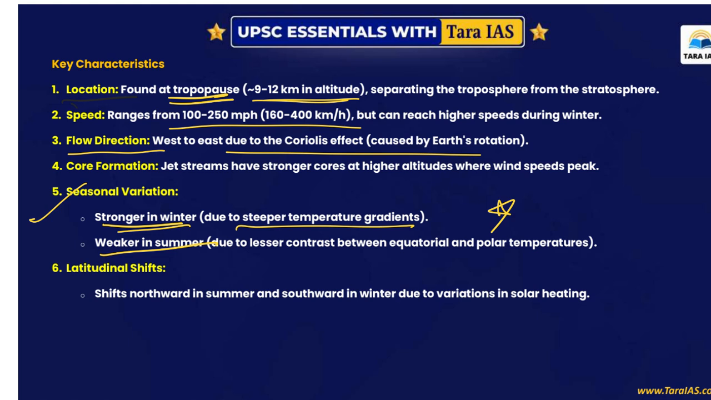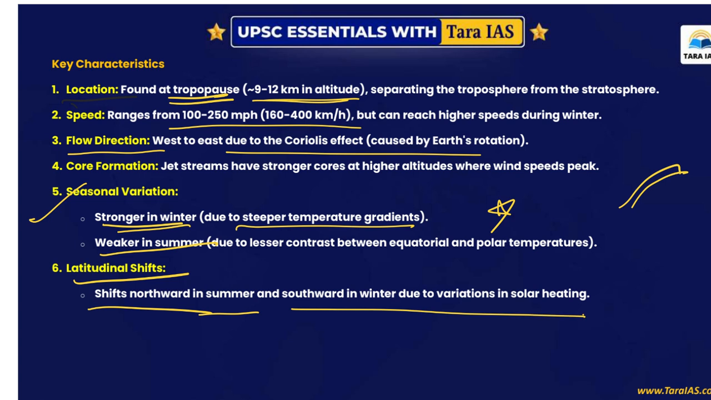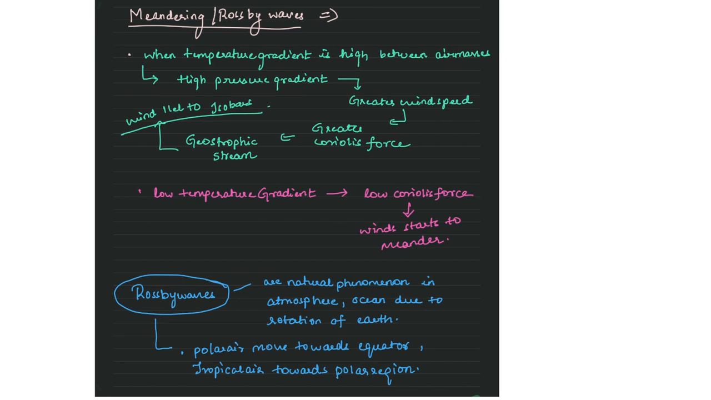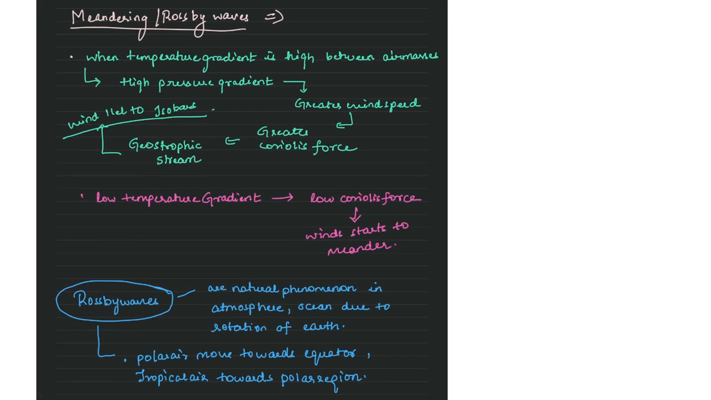So yeah, we'll be discussing that in the upcoming slide, but for now you remember, the higher the temperature gradient, that is, the higher the temperature difference between two isobars, the speed will also be higher. Okay, and next, latitudinal shifts. The jet stream shifts northward in summer and southward in winter due to variations in solar heat. Okay, next we'll be discussing the meandering effect, or Rossby waves.